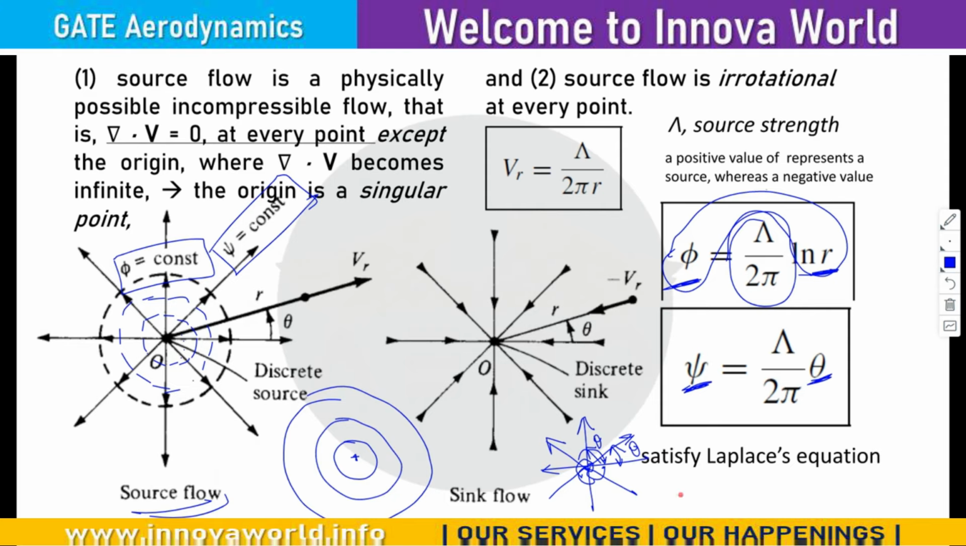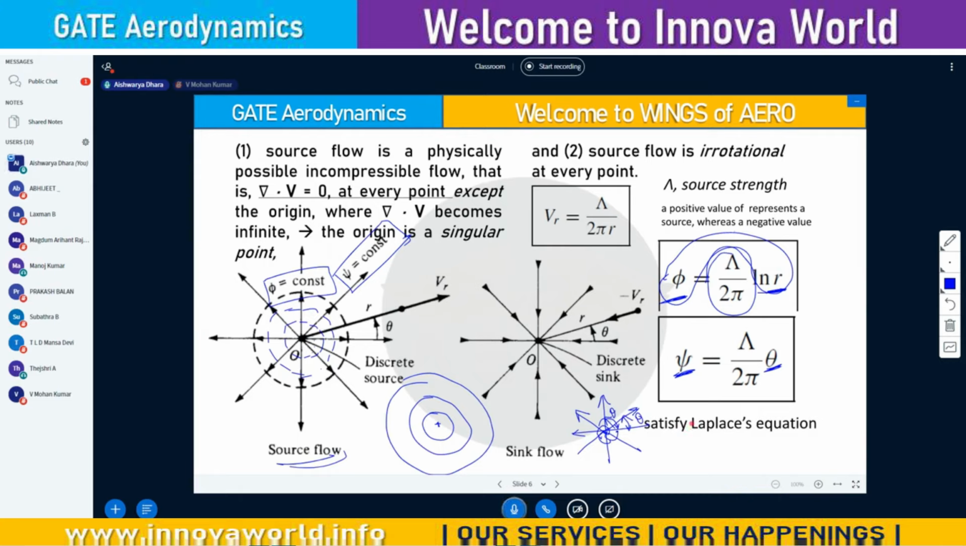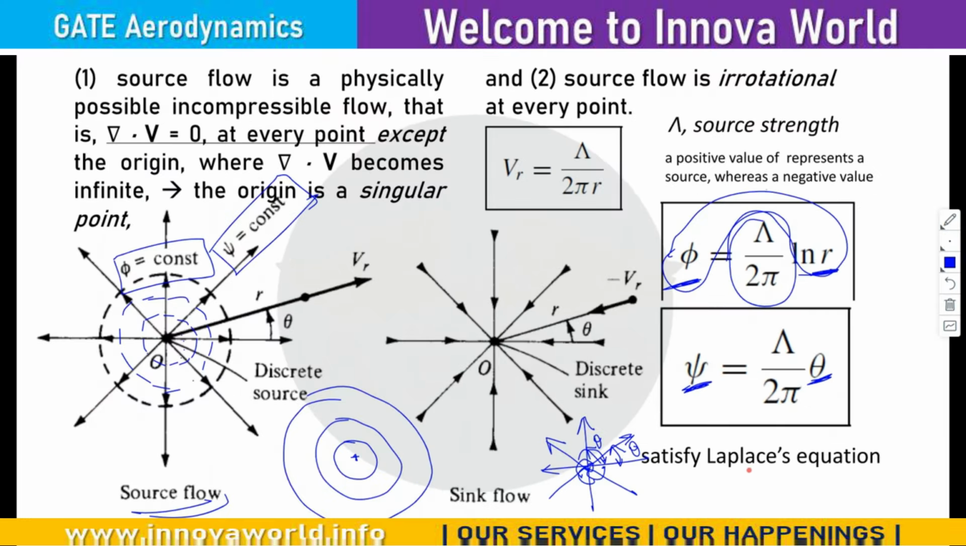Sure, ma'am, it's clear. Okay. So these are the things you need to identify for your competitive exam. You know the figure, but you also need to know what the velocity function is, why we are choosing that particular one, and what to find for the stream function. So this is a very important key point.